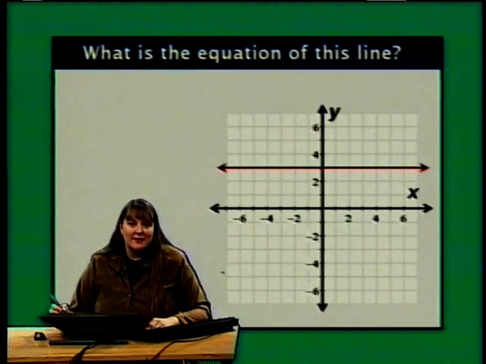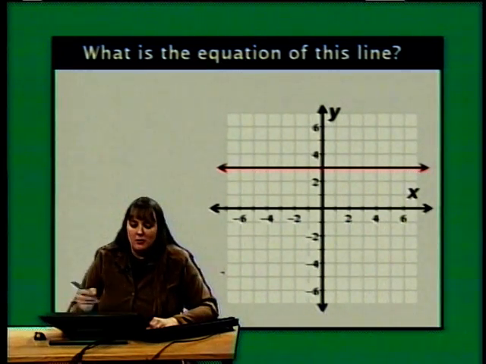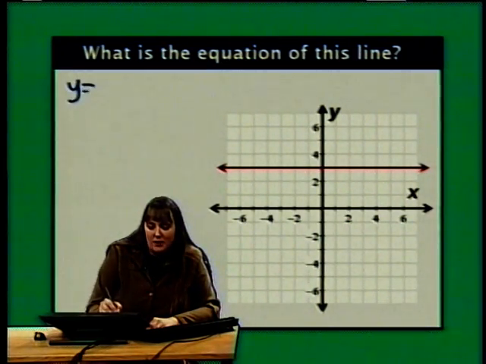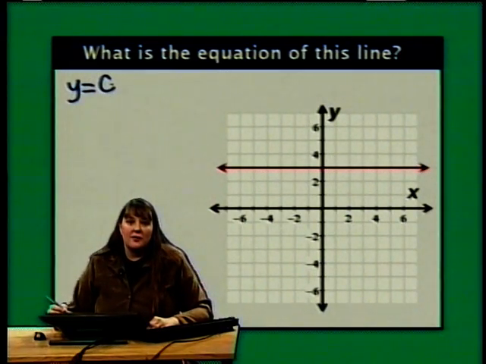Well, what's the equation of this line? Looks like I have a horizontal line. I was just told the equation of a horizontal line is always going to take on the form y equals c, where c is a constant. So I need to figure out what this constant c is.